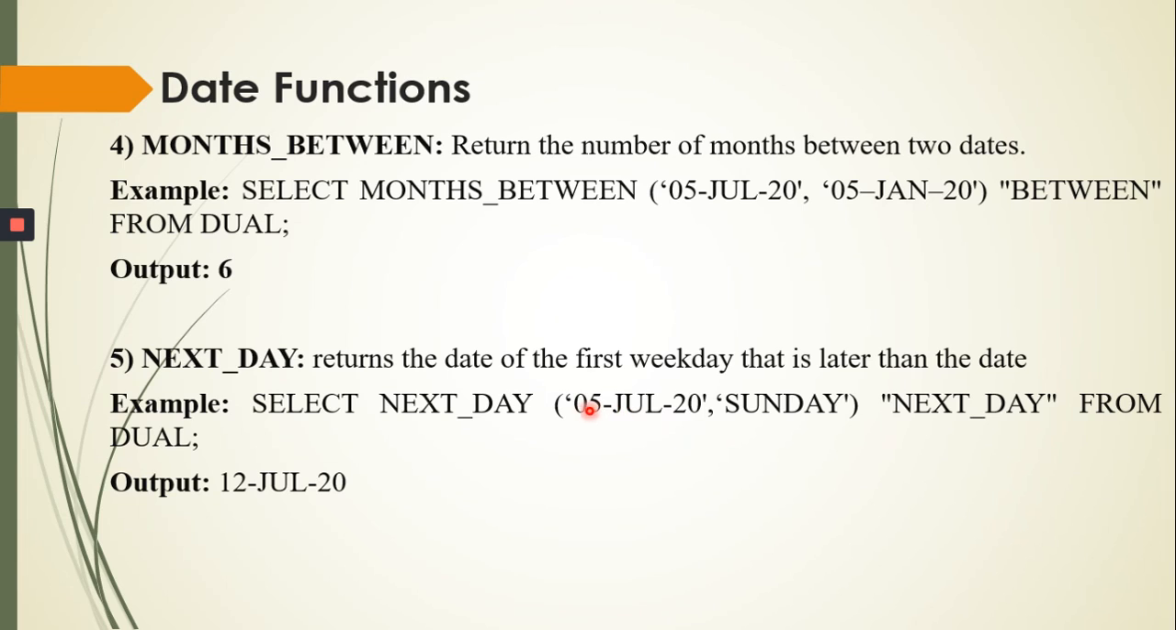Here we have to provide one date, and after that we have to provide one day. So after that date, the upcoming date of that day will be your output. So after 5th July, Sunday will be on 12th July. So the output is 12th July. This is the functionality of next day.